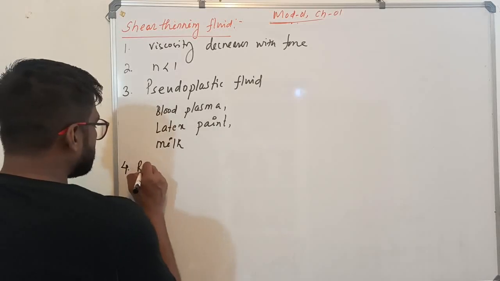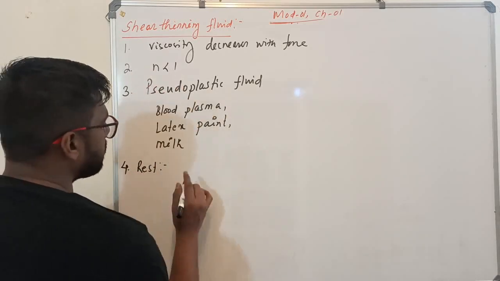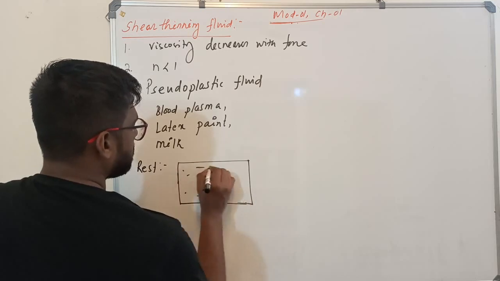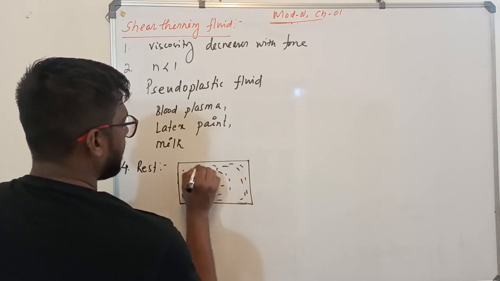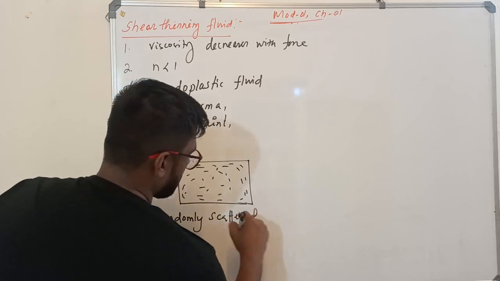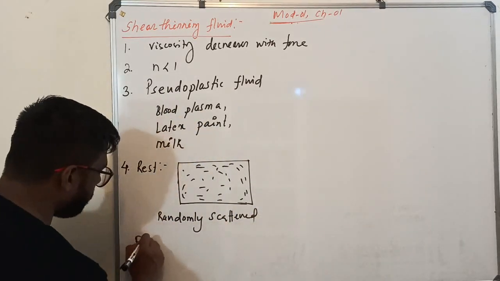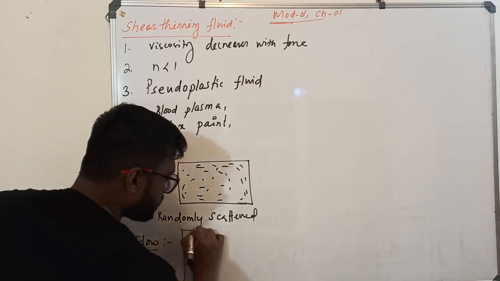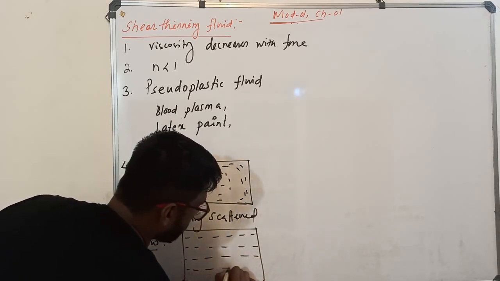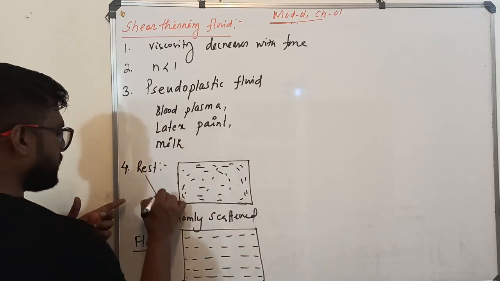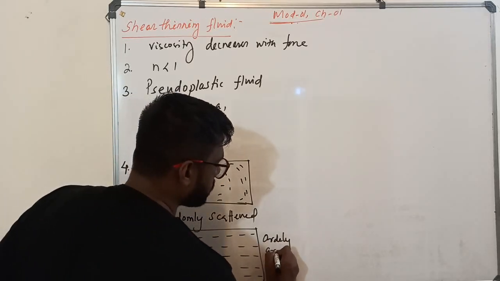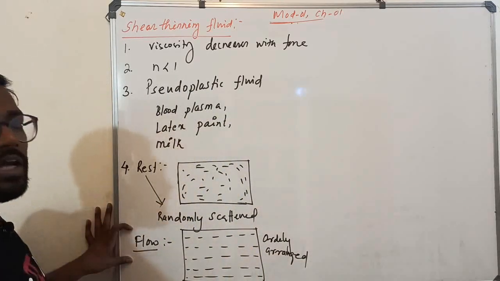So when the pseudoplastic fluid or the shear thinning fluid are at rest, how will you find them? Sir, they are randomly scattered. That is what happens. But when you are applying some force or when they are flowing, what happens? They order themselves. When they are at rest, they are randomly scattered. When they are at flow, they are orderly arranged. What happens if they are orderly arranged?